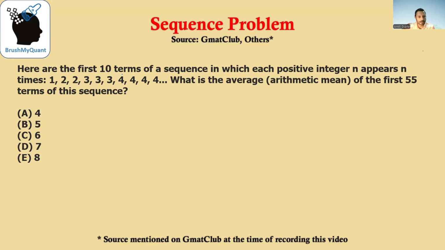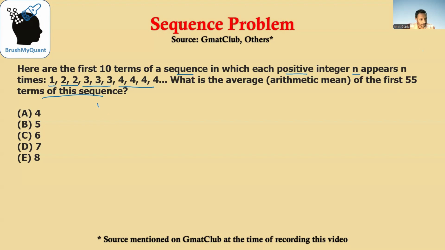So here are the first 10 terms of a sequence in which each positive integer n appears n times. So the series is 1 repeated once, 2 repeated twice, 3 repeated 3 times, 4 repeated 4 times, and so on. What is the average or the arithmetic mean of the first 55 terms of this sequence?